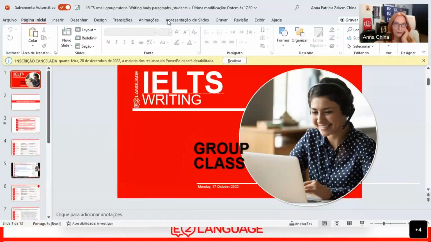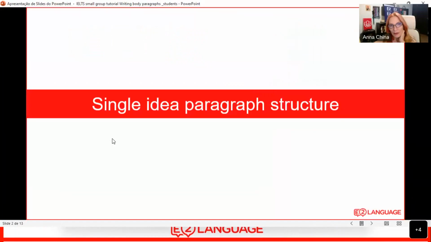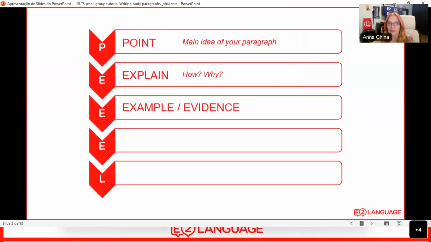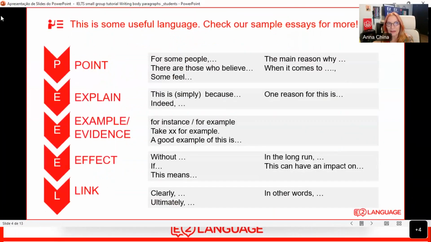So this is the PEEL, the one that we just saw. And then some starters. So for example, to make a point: for some people, there are those who believe, when it comes to some field. So I give them these little starter sentences to get them going.